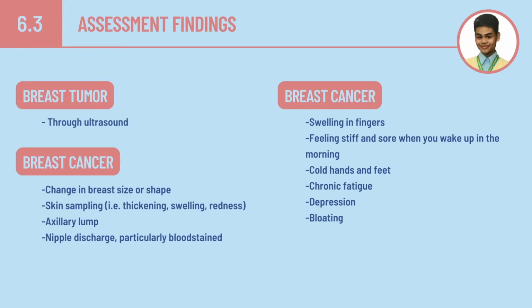Assessment findings of the following conditions. For breast cancer, it is detected through ultrasound. For breast cancer, signs include a change in breast size or shape, skin changes, an example is thickening, swelling, or redness, an axillary lump, and nipple discharge, particularly blood-stained.